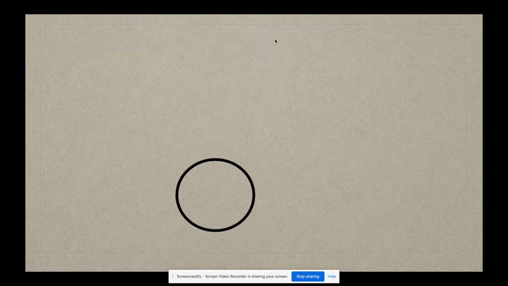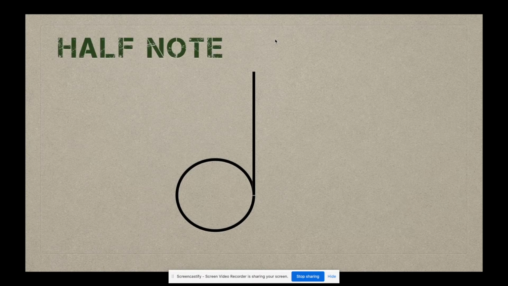The next thing we're going to learn looks like that, but we add a stick to it. We add a line. We call that the stem, S-T-E-M, kind of like a flower. So the stem makes it a half note. Look at that. Isn't that nice? So that's a half note.